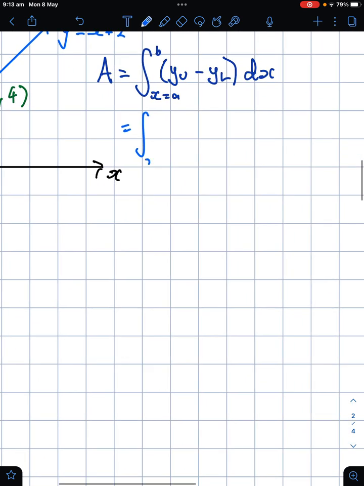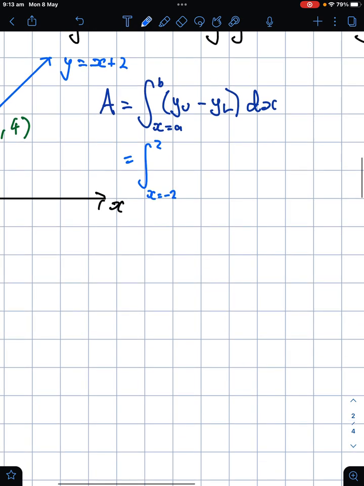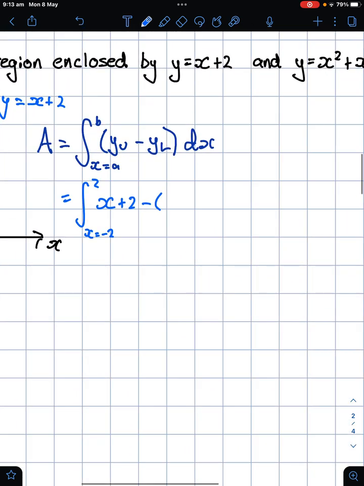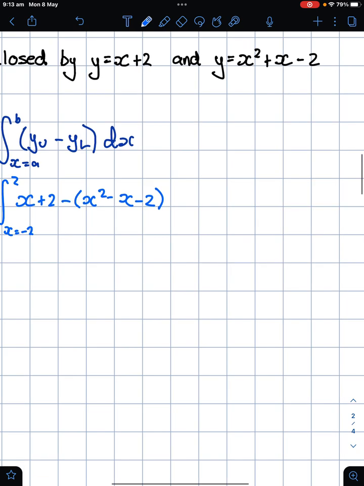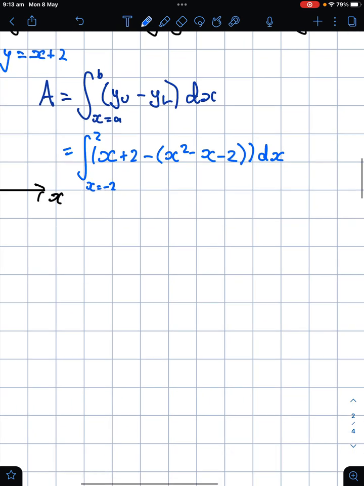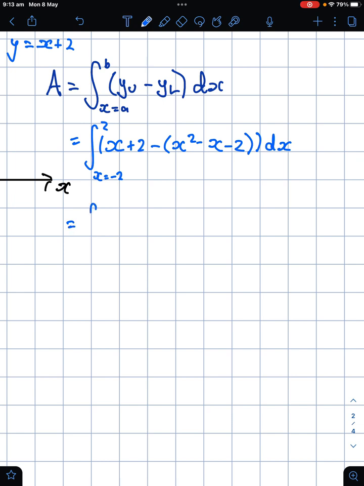So we've got x equals negative 2 up to 2. My upper function is x plus 2. My lower function here is, I didn't label it here, x squared minus x minus 2. And this is all with respect to x, so I can't forget my dx here. All right, so next step, let's simplify it first so the definite integral is easier.